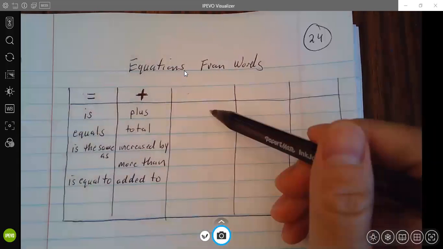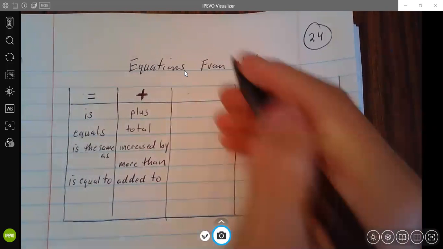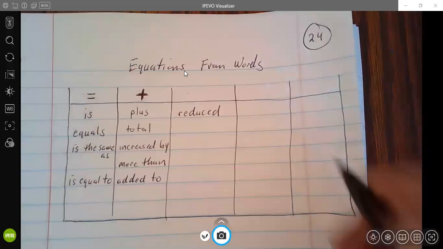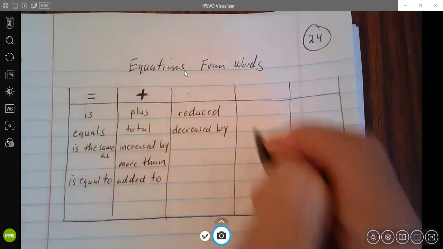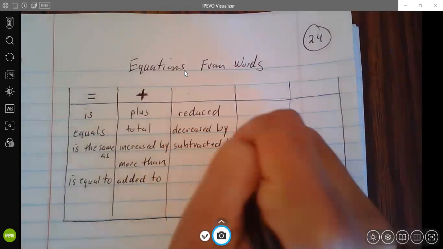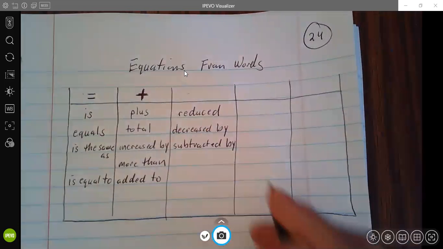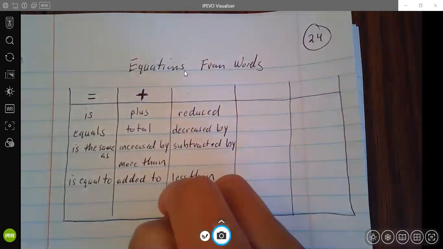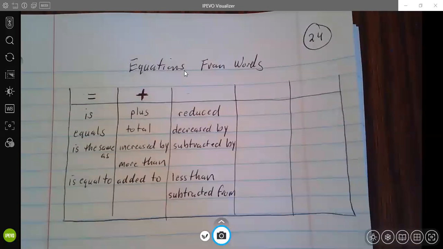All right, in the next one, I'm going to give you 6 total phrases, but I'm going to group them. There's going to be a top 3 and a bottom 3. The first one is reduced. Second one is decreased by. Third one is subtracted by. Now I'm going to skip a line. The next 3 I'm going to give you are special ones that we'll talk about later: less than, subtracted from, and fewer than.